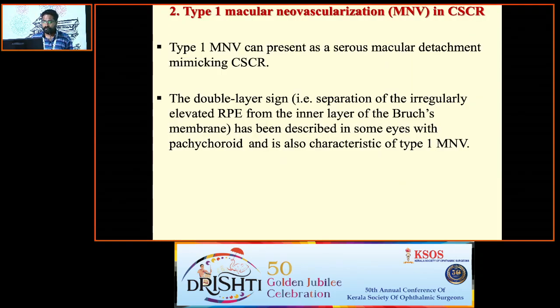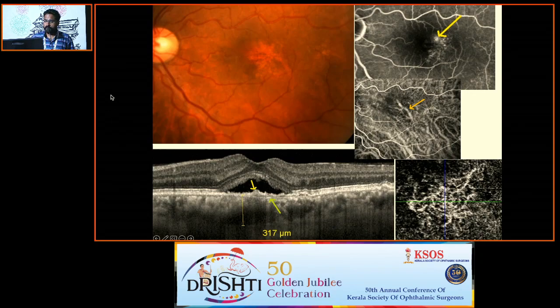Type 1 macular neovascularization is another masquerade because it can mimic CSCR. So in these patients, a double layer sign is present, as I already explained. It's a separation of RPE from the Bruch's membrane. You cannot see much fluid clinically. You can see RPE defects as well as prominent orange discoloration of the fundus.